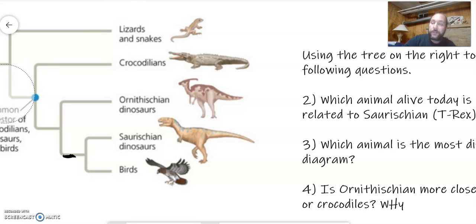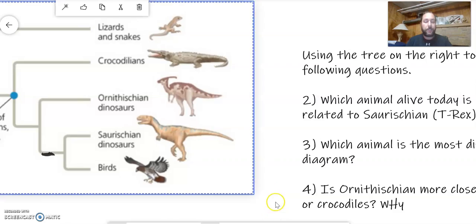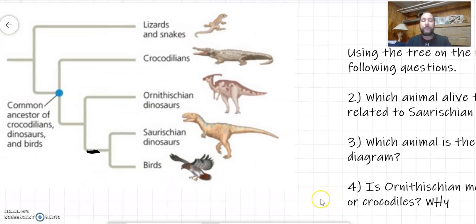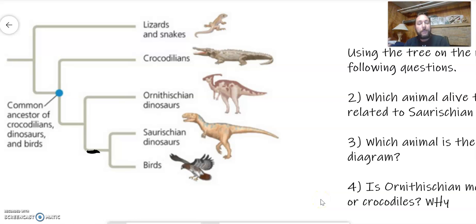So if I erase all that, and we look at the next question, it says, which animal is most different on the diagram? So like most different from the other things. Now, you might at first look at them and think, well, the two on top are on four legs, and you might try to go by just the pictures, but that's actually not what I want you to do. I want you to look at the connections, right?